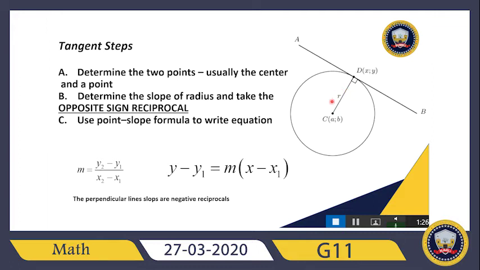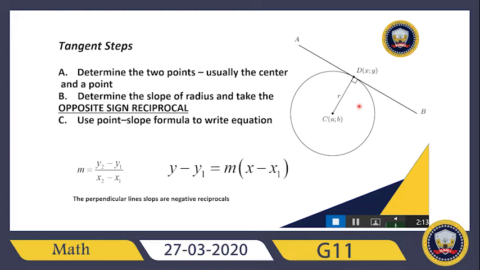And then after finding m, the slope of this radius, we can find the slope of this tangent by taking the negative reciprocal of this m. So basically I will just multiply by negative, so this would be -1/m, the slope of AB. And then I will use the normal equation of a line, which is y - y1 = the new slope times (x - x1). So basically two steps. The first one is to find the slope and take the negative reciprocal of this slope, and then use the equation of the line to find the tangent of this circle.